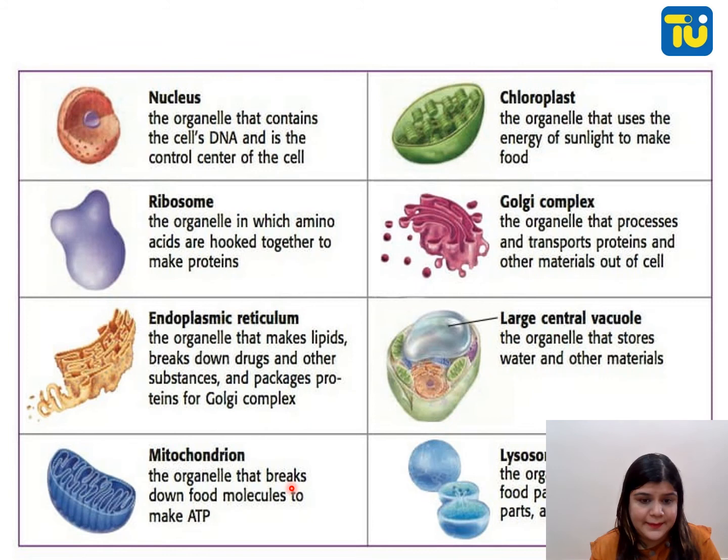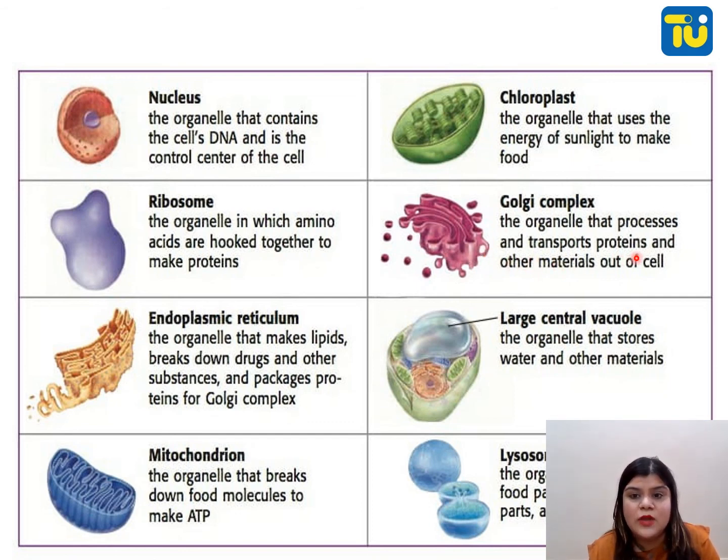Mitochondria is the organelle that breaks down food molecules to make ATP. So mitochondria is also known as the powerhouse of the cell. Chloroplast is the organelle that uses the energy of sunlight to make food. So chloroplasts are basically responsible for photosynthesis. They also carry the green pigment known as chlorophyll, and they are only present in plant cells because plants are autotrophic. They make their food themselves. We don't make our food ourselves. We are heterotrophic. We are dependent on other sources for our food.